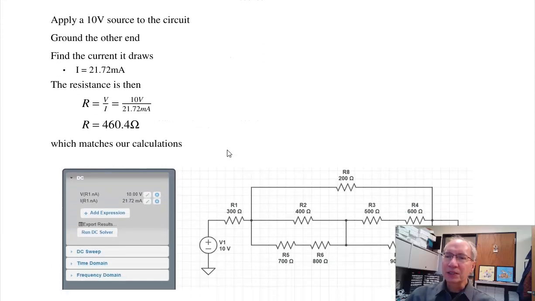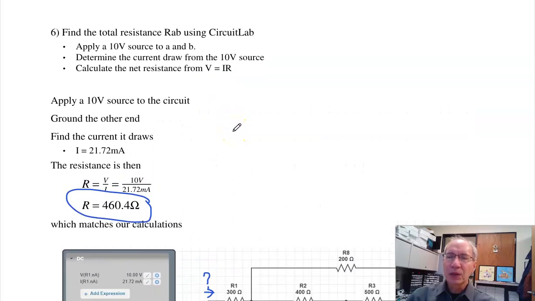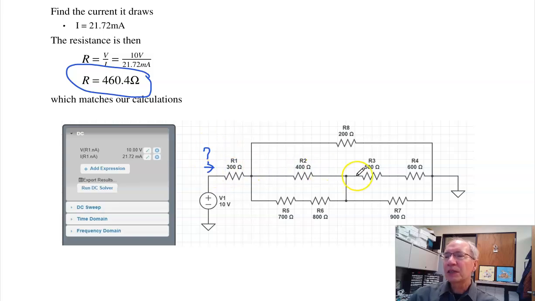I can check my answer. If I put this into Circuit Lab, here's my circuit. Apply 10 volts to it. Here's ground. Find out how much the current draw is. The current draw is 21 milliamps. Well, 10 volts at 21 milliamps gives you 460 ohms. Same thing we calculated in problem 5. This is how you find the impedance experimentally. It should match up with your calculations.